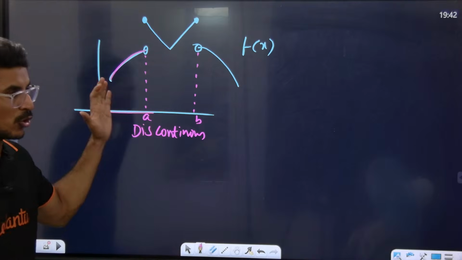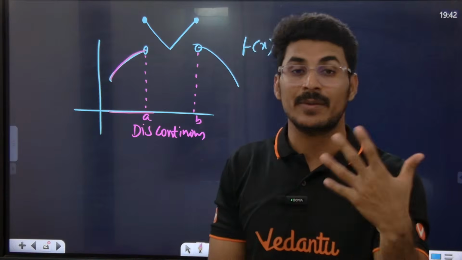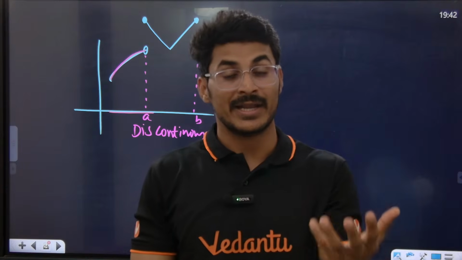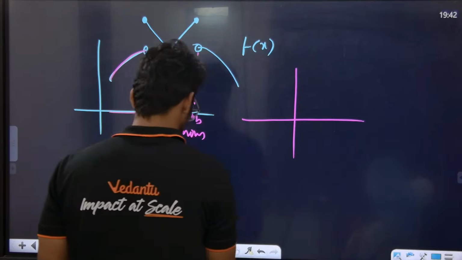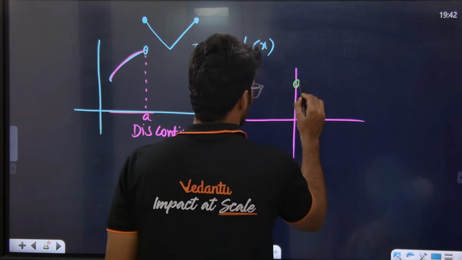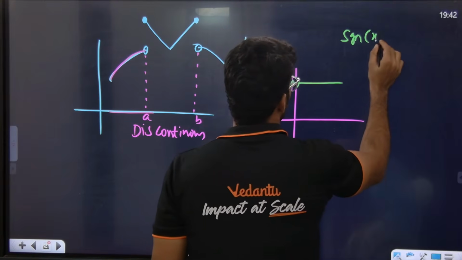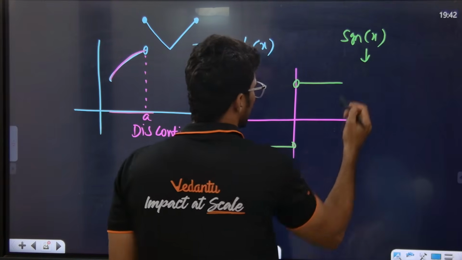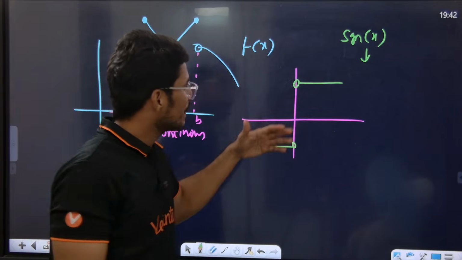If a function is continuous in its domain, at some points it can be discontinuous also. For example, I told you the signum function, right? Signum of x. What is the domain of this? All real numbers. I can put any real number. Are you getting the point?